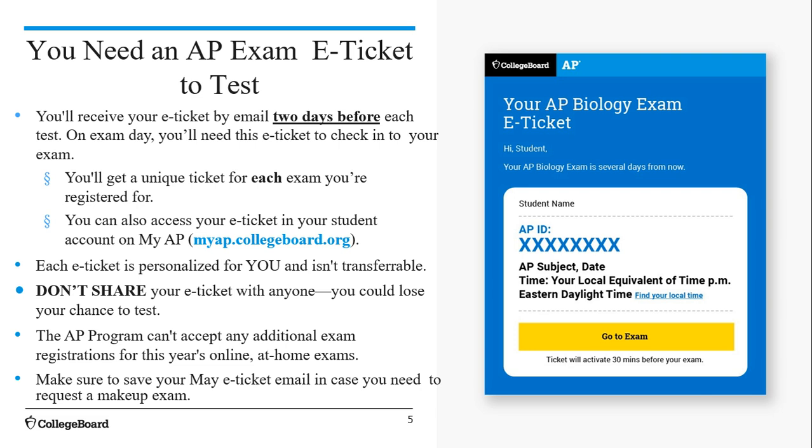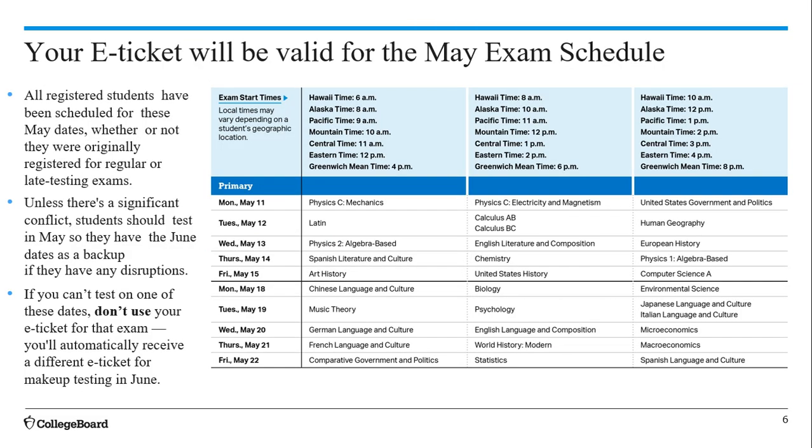The AP program can't accept any additional exam registrations for this year, so if you haven't registered, it's kind of over. So hopefully you've already registered. Make sure to save your May e-ticket email in case you need it to request a makeup exam, because you're going to want to have that ticket information to request makeup information if you had an issue with the May exam. All right, your e-ticket will only be available for the May exam.